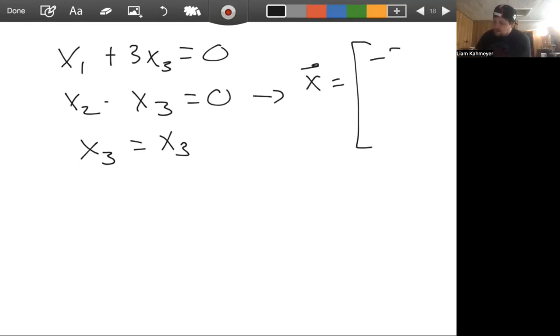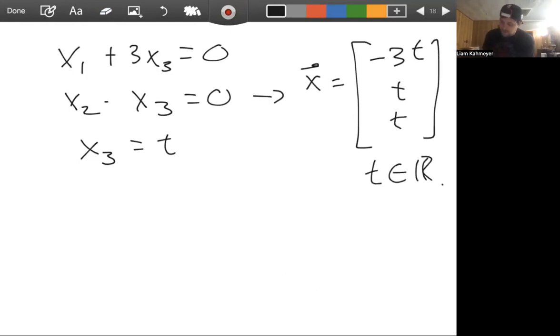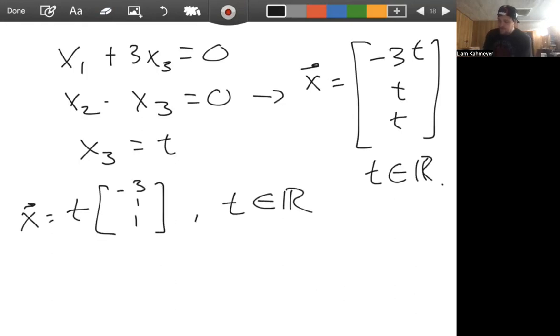This is going to be negative 3t, right? So here, let's say we have parameter t. So we have negative 3t, t, t for t in R. So that means we can write these x's as t times negative 3, 1, 1 for t in R.